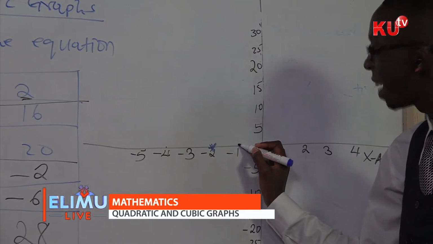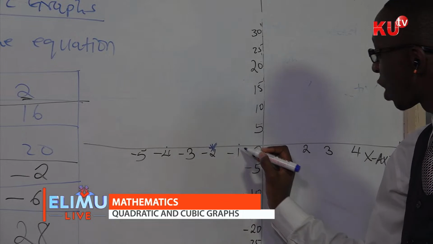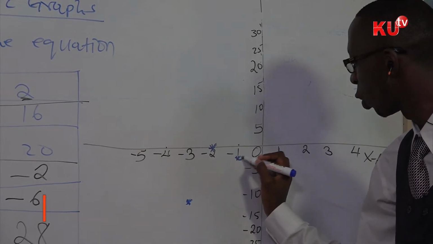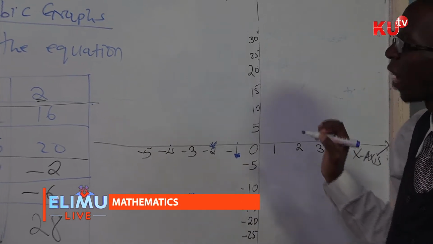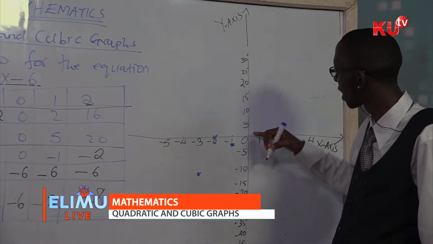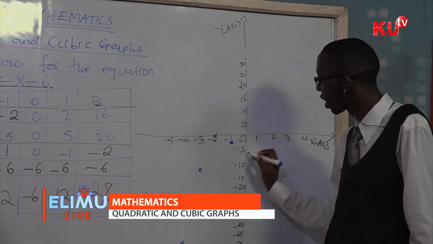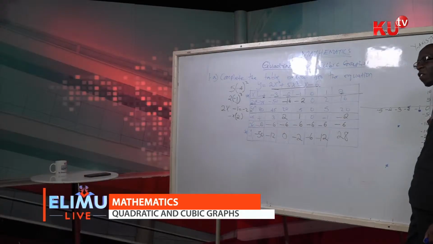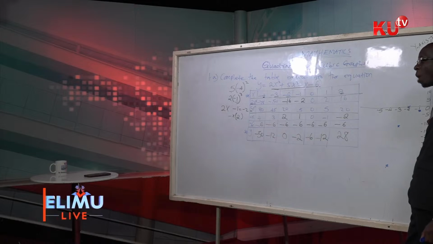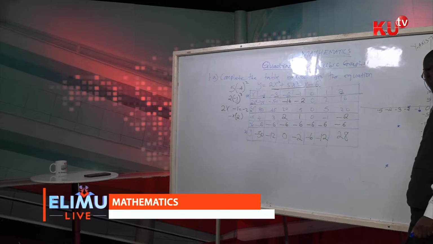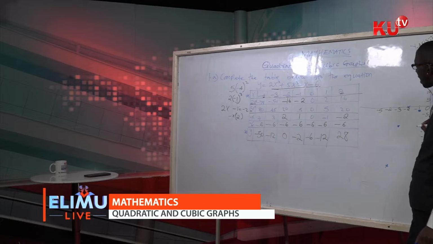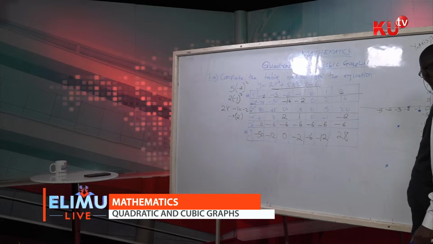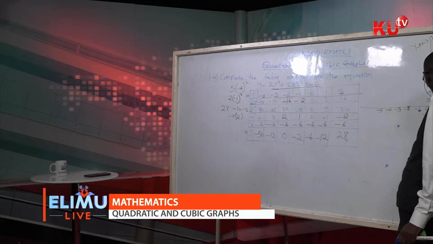Then we have negative 1, negative 2. Negative 1 is here. Y is negative 2, and for negative 2, you will count 2 small boxes. Negative 2 is there. Then we have 0, negative 6. This is where negative 5 is. So after negative 5, you will count 1 small box. Negative 6 is there.